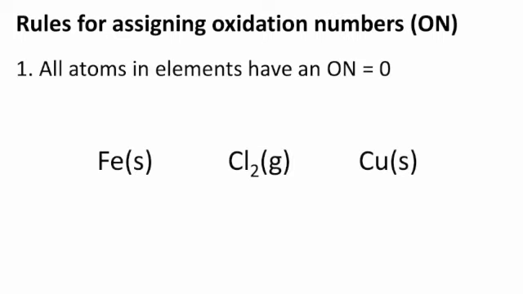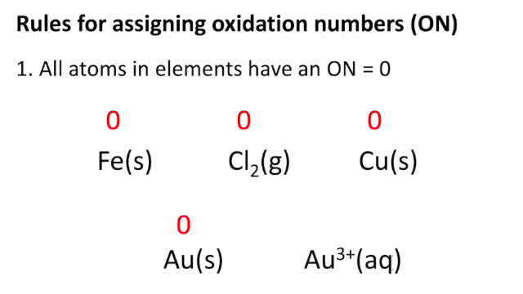So first rule, if it's an element, it has an oxidation number of 0. So Fe solid is an element, that's a 0. Cl2 is an element, 0. Cu solid, 0. Gold, 0. If I gave you Au3+, that's a gold ion, its oxidation number would not be 0, it's something else. But when you're dealing with elements, the oxidation number is 0.